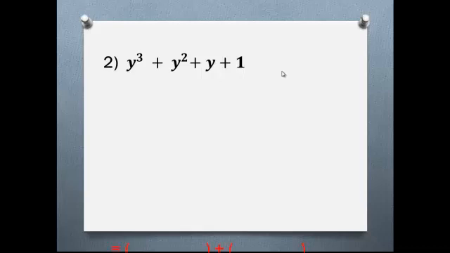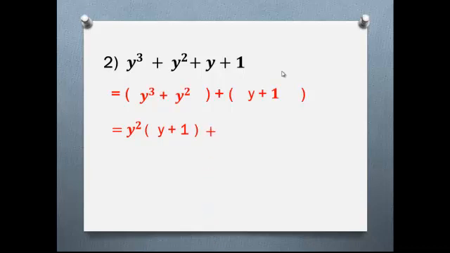You can take y power 3 plus y power 2 in the first group and y plus 1 in the second group. The common factor between y power 3 plus y power 2 is y power 2, and the expression will be y plus 1. The other group is in the simplest form. The common factor between the two terms is y plus 1, and the other factor will be y power 2 plus 1.